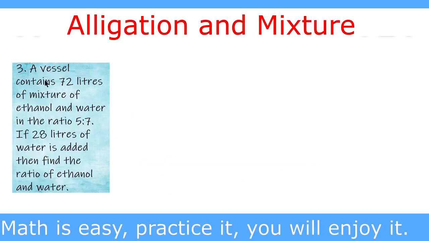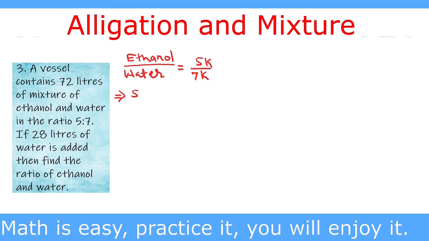The next question is, a vessel contains 72 liters of mixture of ethanol and water in the ratio 5:7. If 28 liters of water is added, then find the ratio of ethanol and water. It is given that ethanol ratio water is 5:7. So we write as ethanol upon water equal to 5K upon 7K, and the total quantity of the mixture is 72 liters.